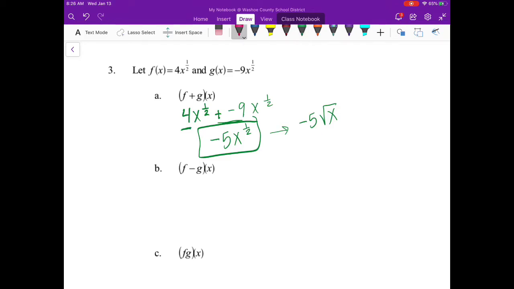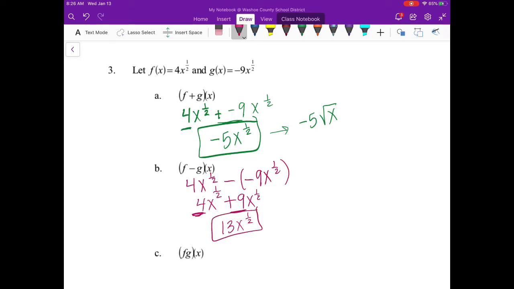Okay. Moving on to the subtracting, again, we have f of x in the front. So 4x to the 1/2 minus negative 9x to the 1/2. This double negative is going to become a plus. And again, I have the same x and the same exponent, 1/2, so I can just go ahead and combine like terms. 4 and 9 is 13x to the 1/2.